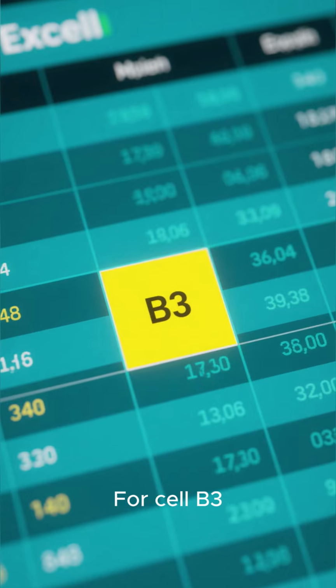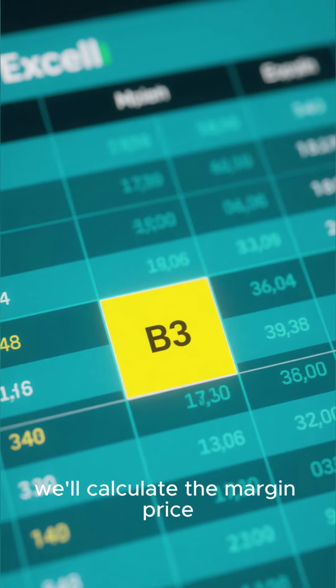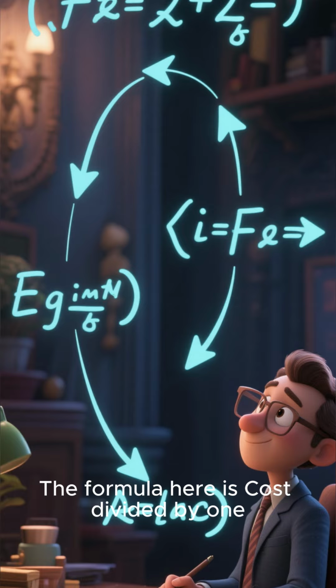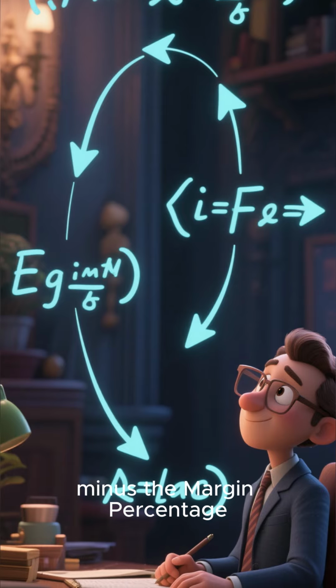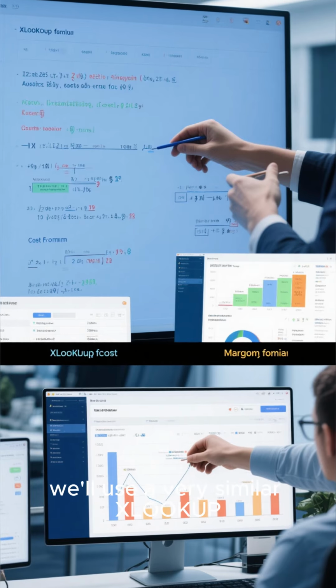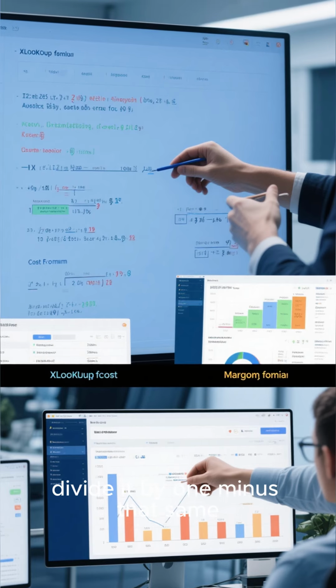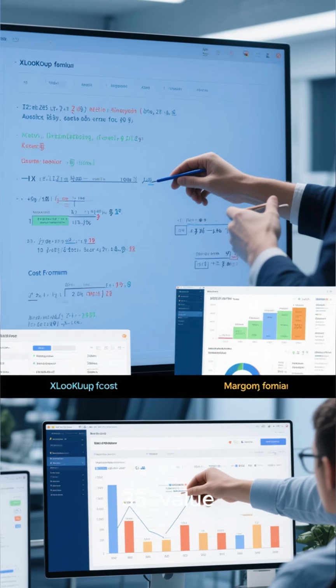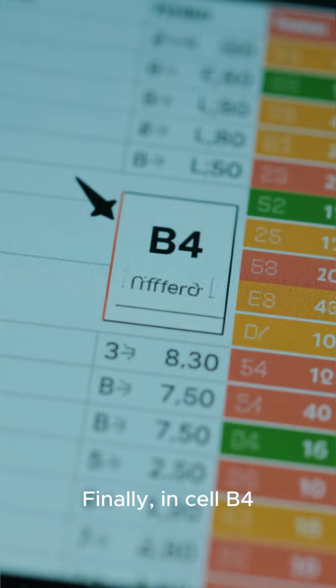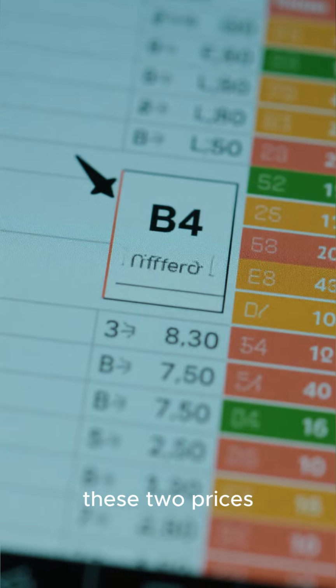For cell B3, we'll calculate the margin price. The formula here is cost divided by 1 minus the margin percentage. Again, we'll use a very similar lookup formula to grab the cost, but this time we'll divide it by 1 minus that same 35% value. Finally, in cell B4, let's see the difference between these two prices.